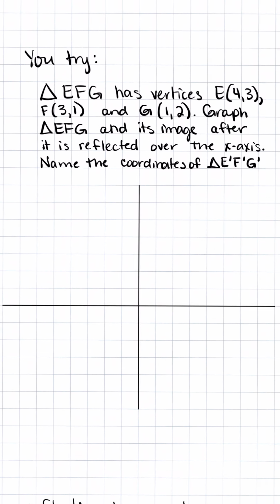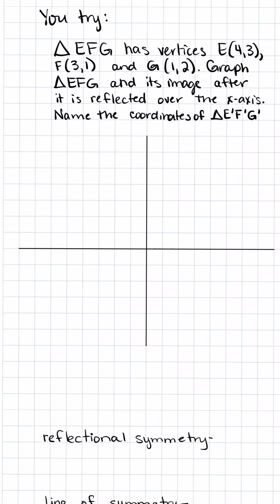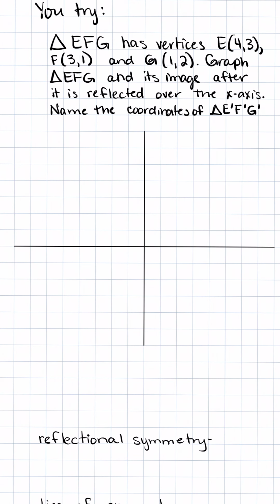Okay, here is one for you to try. First you're going to have to graph it, and then it's reflected over the x-axis, right? So this is the x-axis. Then after that, it wants you to name the coordinates of the reflection. Press pause, try to figure this out on your own. Come back to me when you're done.